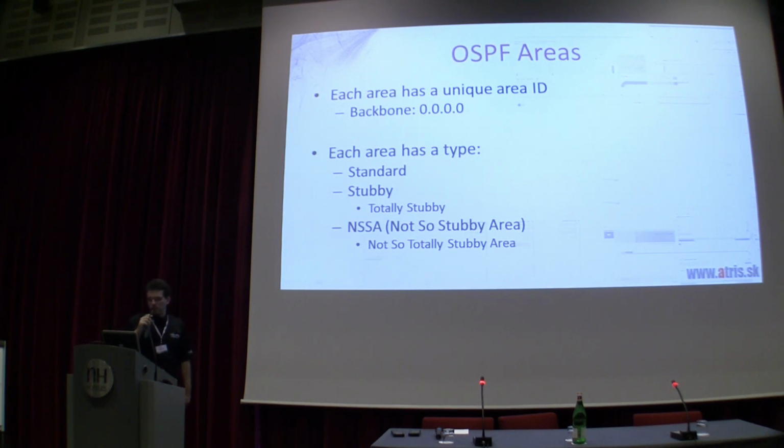So each area has a unique ID. For example, backbone is 000, and there are multiple area types. Basically, there are 5 main types, or 3 main types and 2 subtypes. In this presentation, we will go over the standard area type, the totally stubby, and the not so totally stubby area.